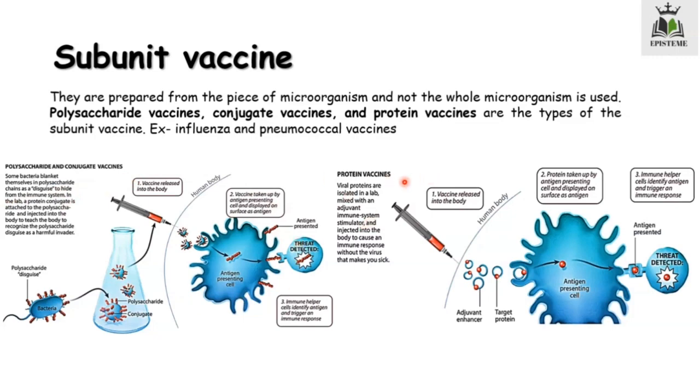And next we have the protein vaccine. In the protein vaccine, we actually work with only the viral protein, not the entire virus, and we tag this viral protein with an adjuvant. Adjuvants act as enhancers for our immune system. So they are tagged with these adjuvants, and next they are taken in by the APC cells, and the antigen is presented by them, and the T helper cells identify this antigen and release the cytokines, and the B cells produce the antibodies. So this is how they work.